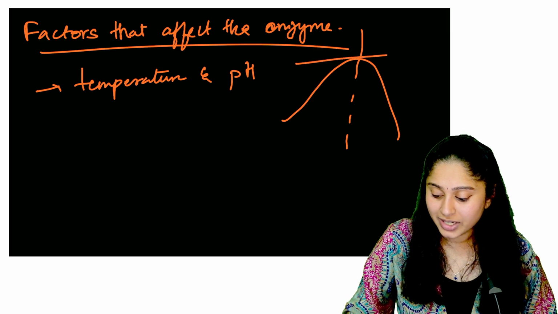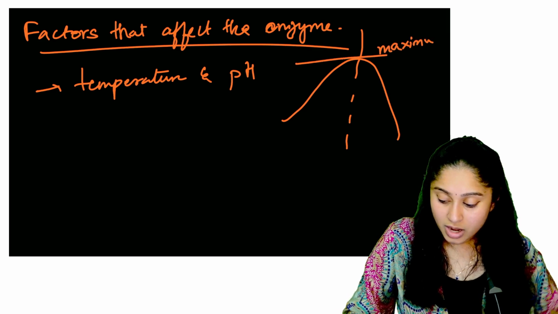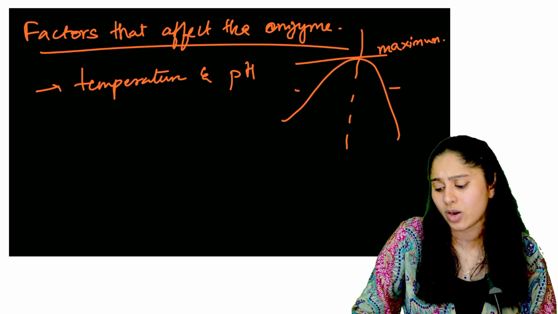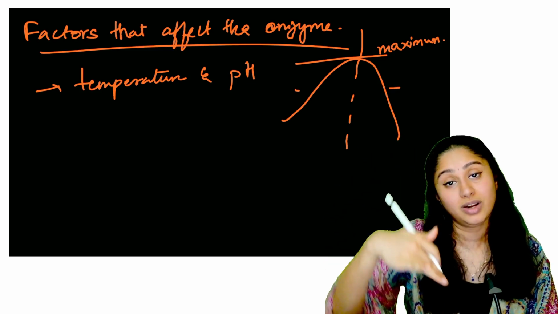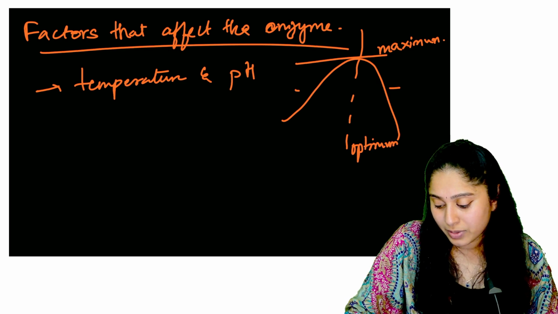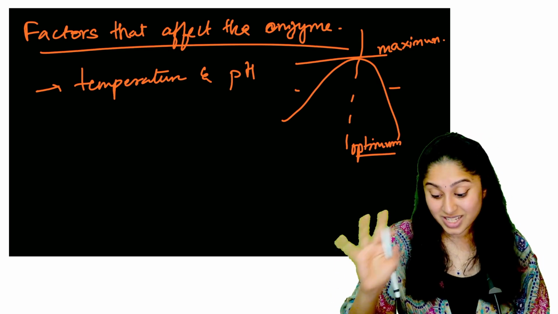At which the activity is maximum. Okay, now under that, what happens is that in any region on this side or that side, my activity will come down. So this is what I call my optimum temperature or pH. Okay, that is very important to remember.